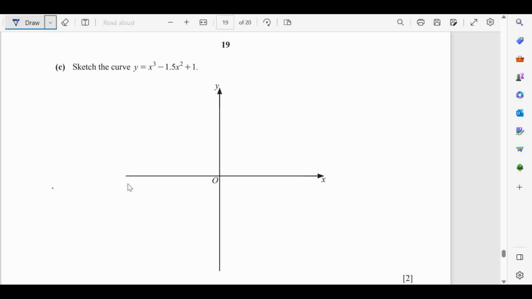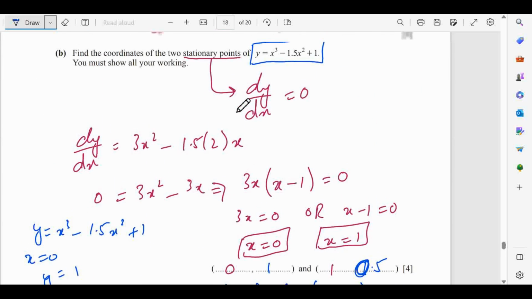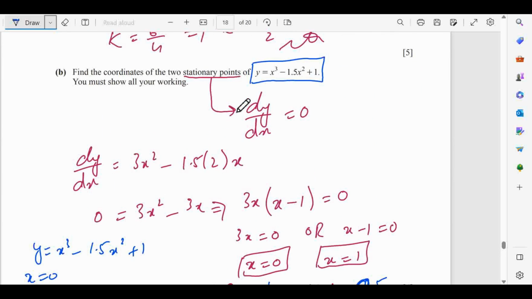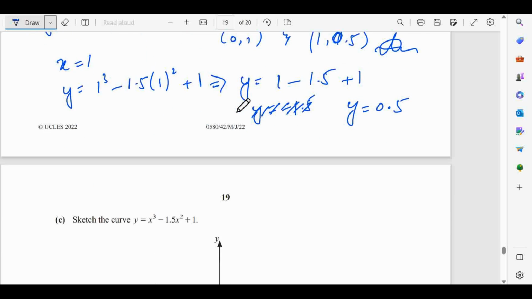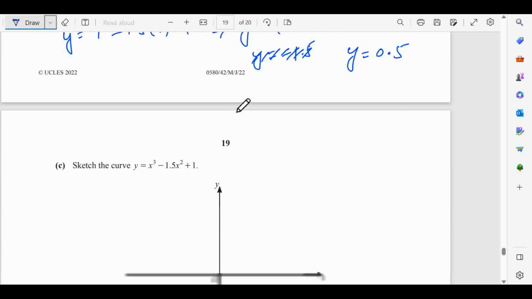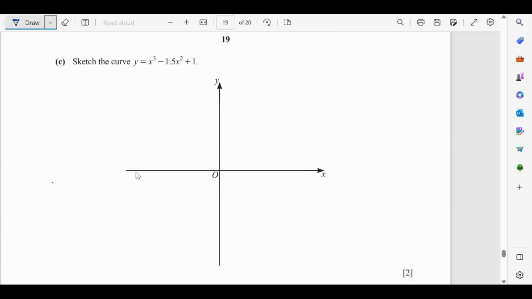Now here, sketch the curve. We know that we have a few points from the previous part. So we have 2 points for this curve, that is 0 and 1, and 1 and 0.5. First of all I need to label the axes. So let's say 1, 2 and 3. It is just a rough labeling. You have to use the scale for accurate labeling.